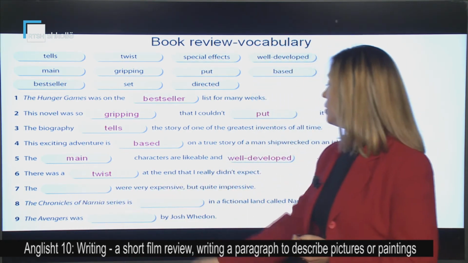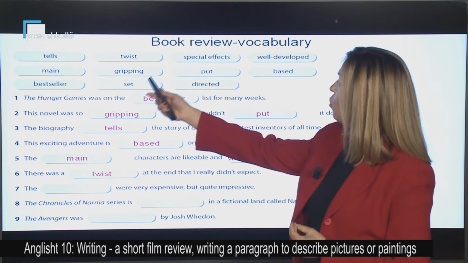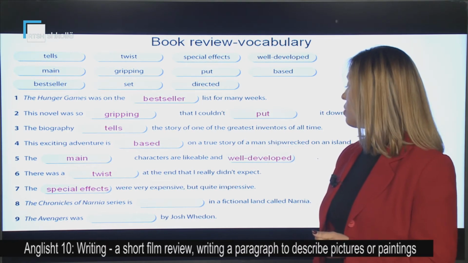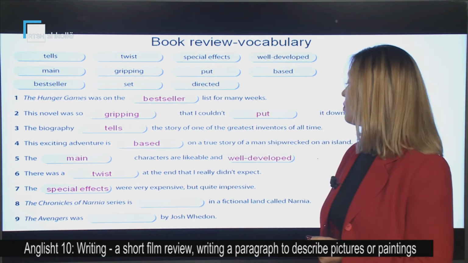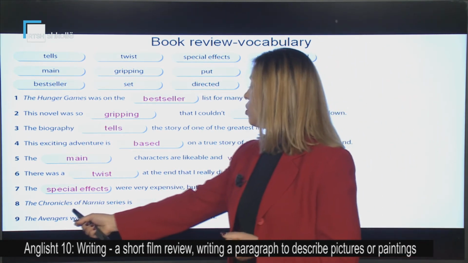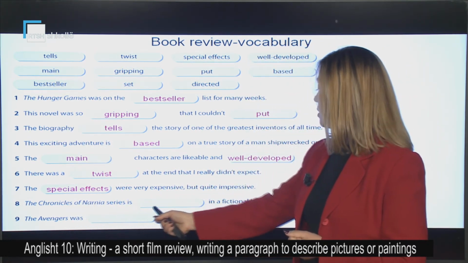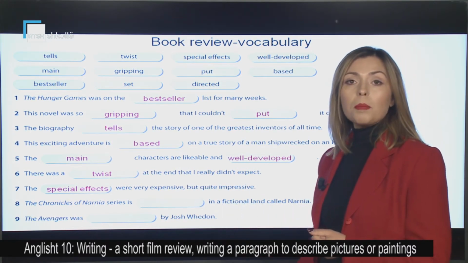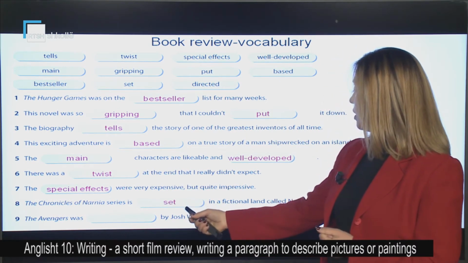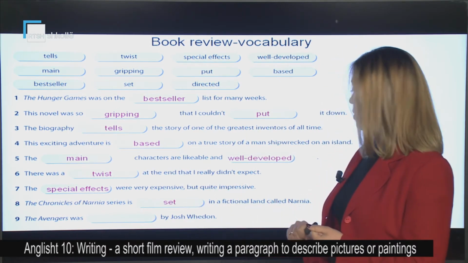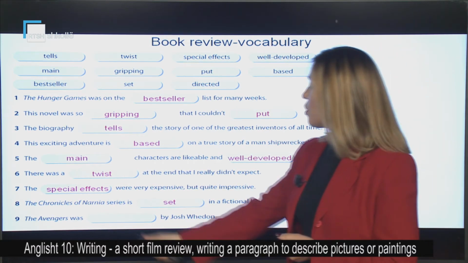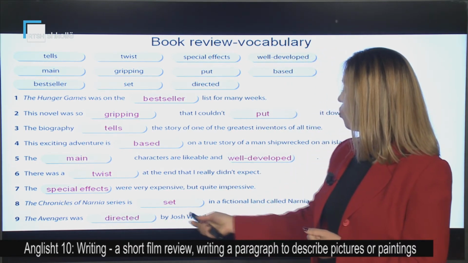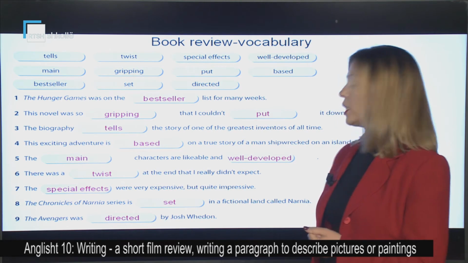Look at the words "were very expensive." What can be expensive? Of course, the special effects were very expensive, but quite impressive. And the Chronicles of Narnia series is set in a fictional land called Narnia. And the last one, The Avengers, was directed by Josh Whedon. Okay?